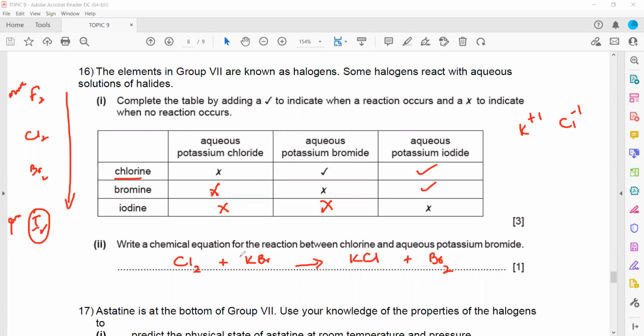Then we balance the equation. We put 2 for potassium bromide and 2 for potassium chloride, so it will be balanced. So this is the equation for the reaction between chlorine and potassium bromide.